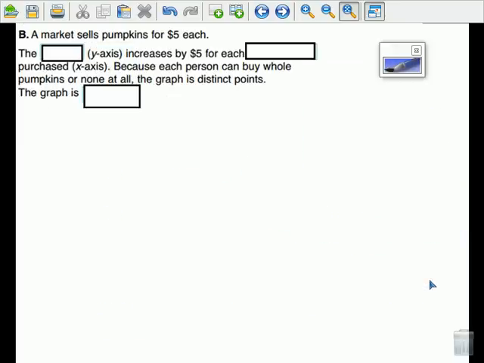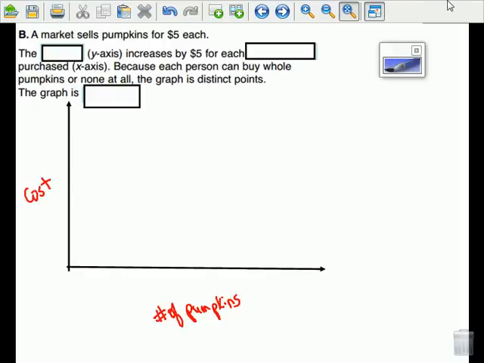Okay, let's move on to the next one. The situation says a market sells pumpkins for $5. So we have to go ahead and create a graph for that. So let's go ahead and draw our XY axis again. Here, our x-axis is the number of pumpkins and the y-axis is the cost. So we're going to go, one pumpkin is $5, 2 pumpkins would cost us $10, 3 pumpkins would cost us $15, etc. 4 pumpkins would cost us $20.